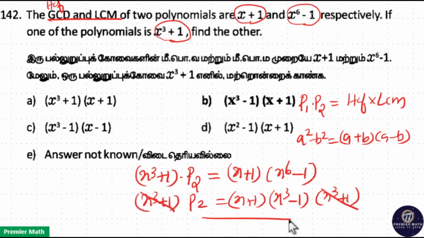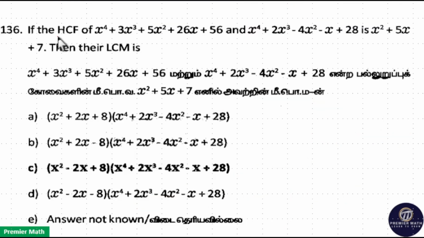So, remaining P2 is equal to (x plus 1) into (x cube minus 1). So, option B is your answer. Here, the HCF of two polynomials is given. So, we have to find their LCM.